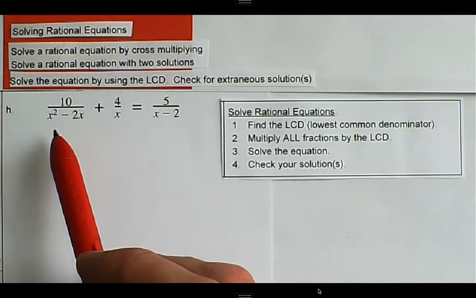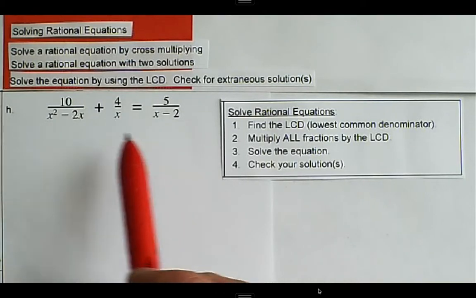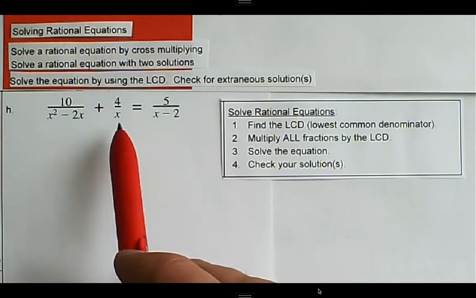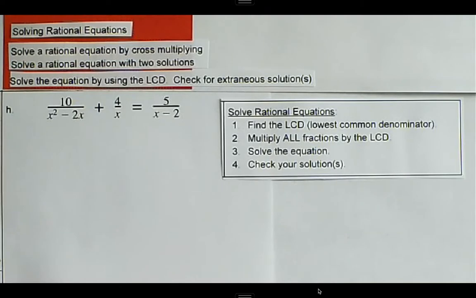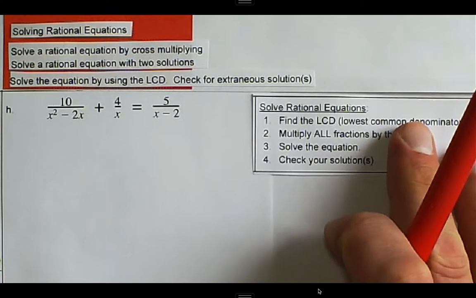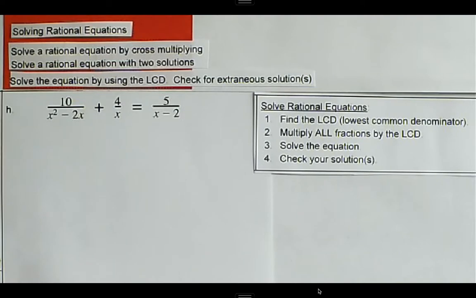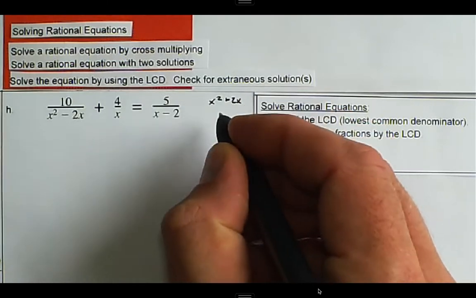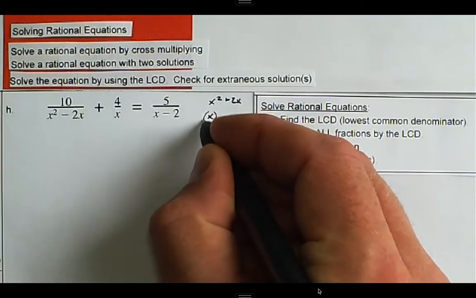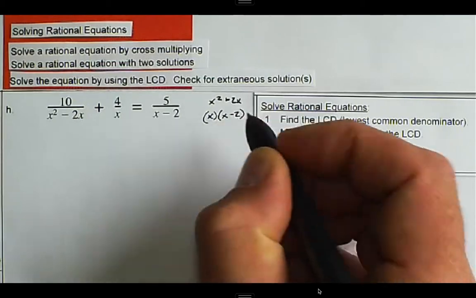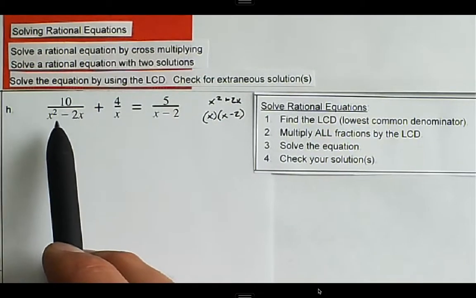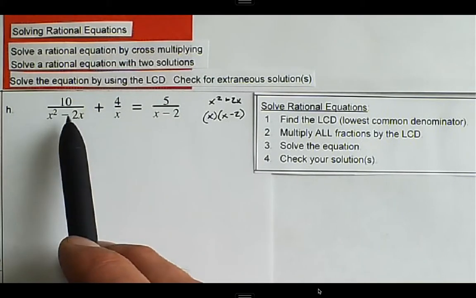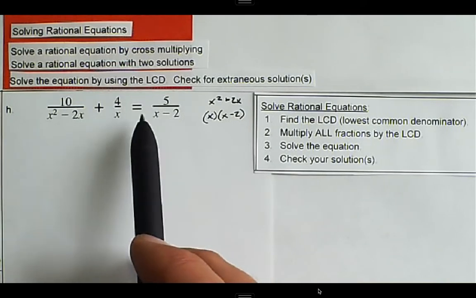And so what we should do is make sure all these are factored. And we see that we have an x squared minus 2x, an x, and an x minus 2. Well, if we factor this denominator over here, x squared minus 2x in factored form is x times x minus 2. So our denominator over here already has an x and already has an x minus 2. So we don't have to add anything to this denominator on the left. We just have to get these other two denominators to match this one.